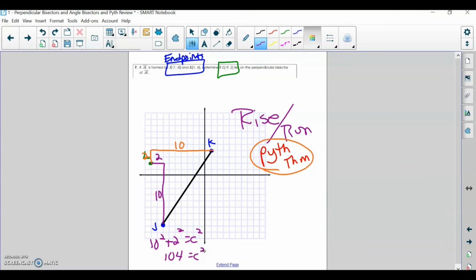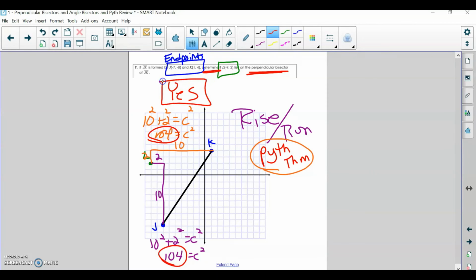And if you did it again with the orange stuff, it'd be 10 squared plus 2 squared equals c squared, which is also 104, but those are the same. And since they are the same, the question is answered, determine if it lies on the perpendicular bisector. Because these distances, 104 and 104, are the same, then yes, it does lie on the perpendicular bisector.